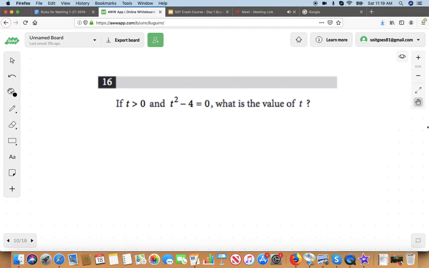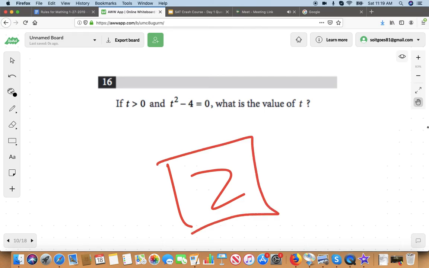Don't do algebra, don't do math, think logically. What is t going to have to be? What number squared minus 4 is going to give you 0? Oh, so it would just be 2, right? If you answer 2, you get this one right. That's the answer. It's 2, because 2 squared is 4, and 4 minus 4 is 0. There's your answer.